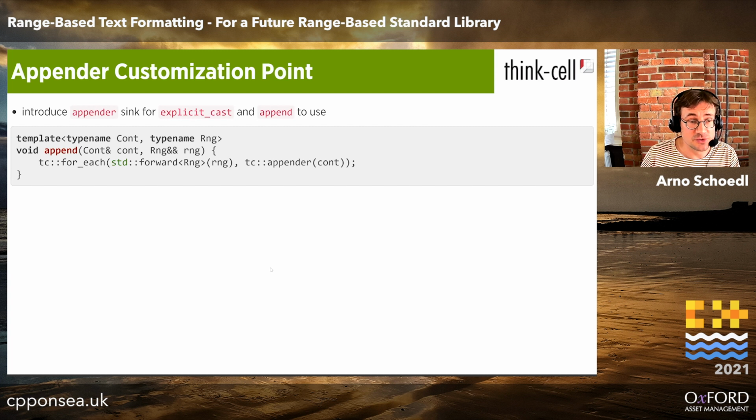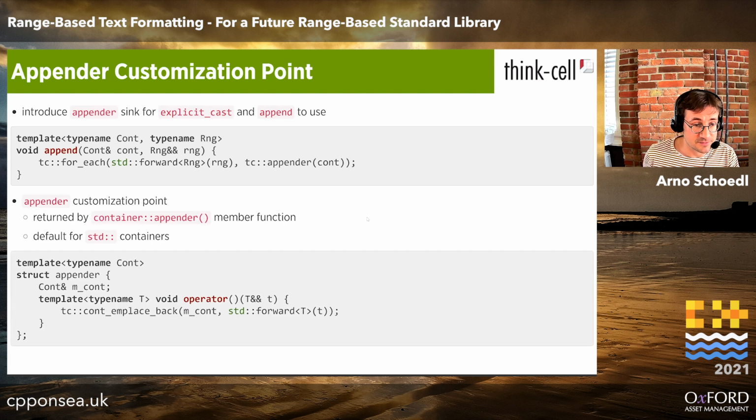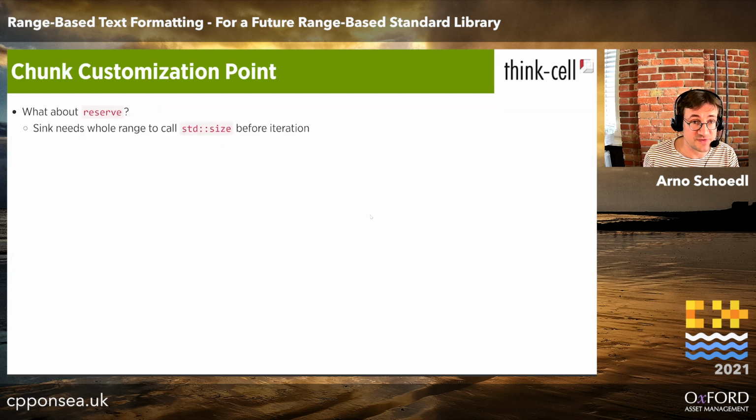So what we can now do is introduce an appender sink for explicit cast, so that we can append using for each, because for each is our way to do internal iteration. And appender is really the customization point that defines how the sink looks to append things to a container. Now, the default for std containers is probably just going to be an emplace back. But we can customize it. We can make it more efficient.